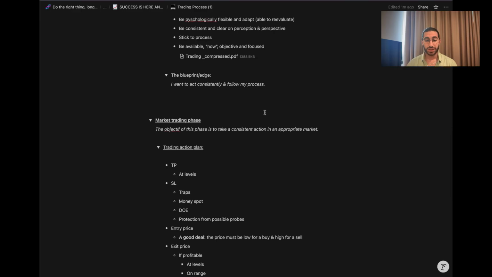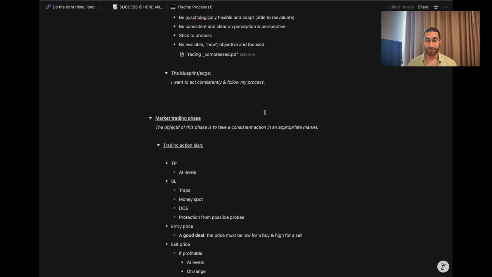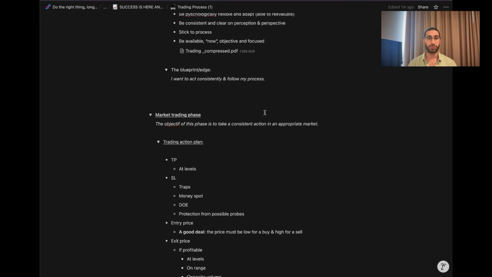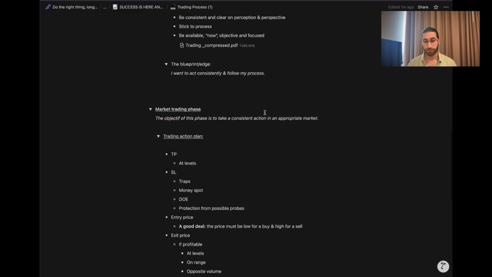Be psychologically flexible and adapt. So that's what I was talking about when I was saying, hey, if the trade is not performing, if you're not consistent with your own rules and you don't respect your own strategy, you should be psychologically flexible to close the trade, to change direction if you're wrong, to readapt to the market and the price flow, the movement of the price, right?